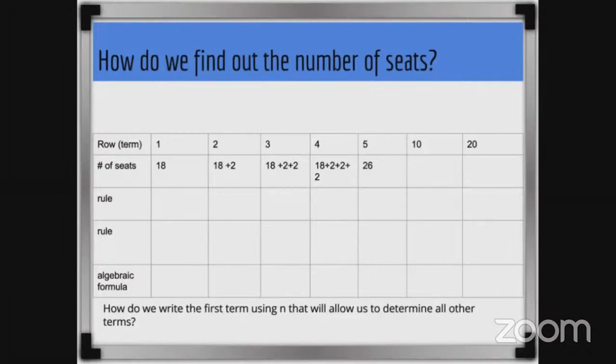S? S as in snake? Yes. So the number of seats, you can take it from there. So I would say that S equals 18 plus 2 to the 7th power. Whatever power you use would be for the corresponding row. So if you want to find the 9th row, then you'd go to the 9th power. You're just doing that for every other row that there is.